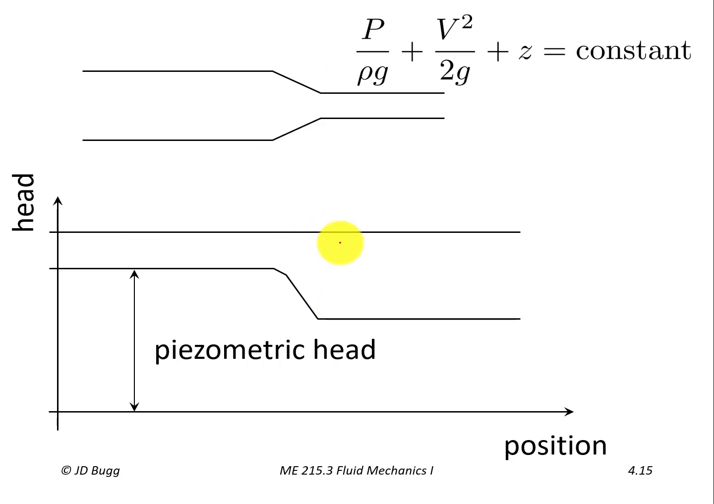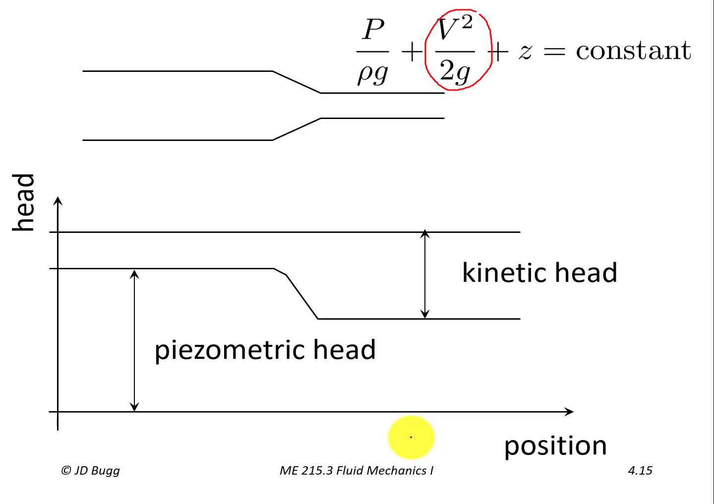Now the other thing that we can show on this particular plot is that the difference between these two lines is the kinetic head, because that's this term. So the difference between the total and the piezometric head is the kinetic head. So certainly it makes sense that this is bigger here because the velocity is bigger. So increasing velocity, increasing kinetic head, decreasing piezometric head.